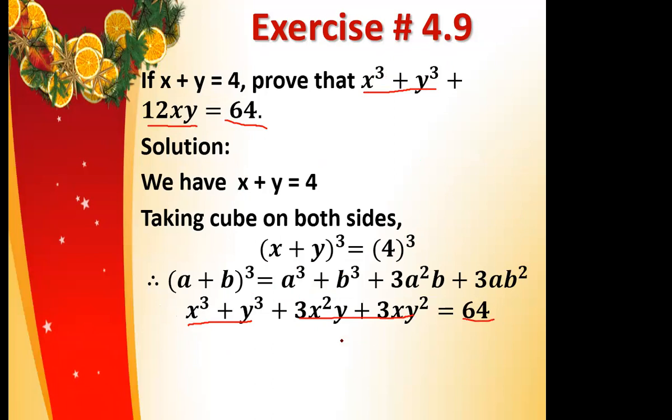Now as you can see, if we talk about this one, here we can take common. What will we take common here? Number one, this 3 and as well as x and y. So in the next step we are going to take common here, so it will become x cube plus y cube plus 3xy, which is common, and what will be left? x plus y inside the bracket, and it is equal to 64, right?